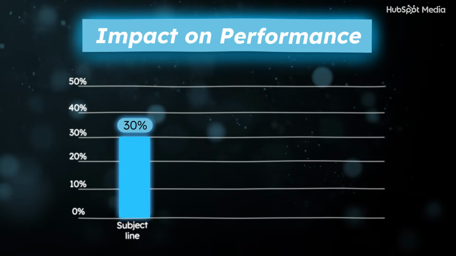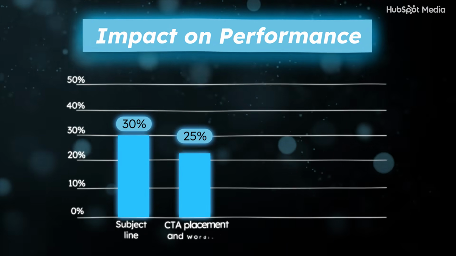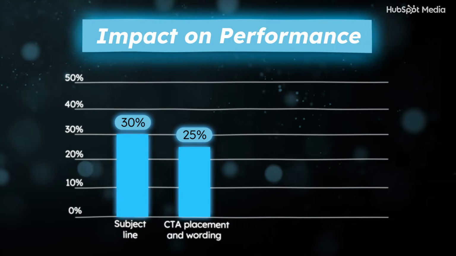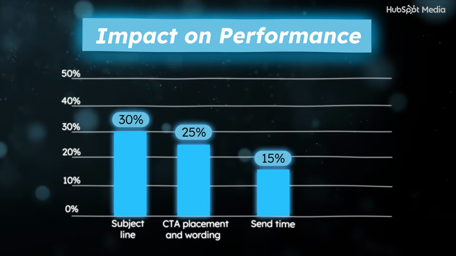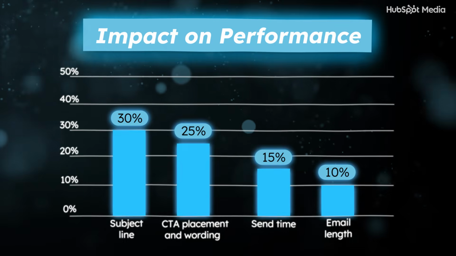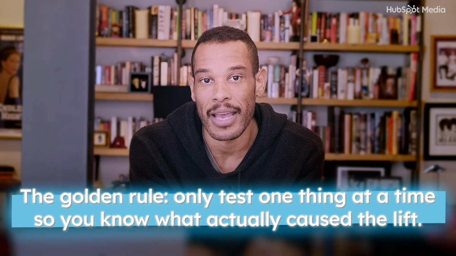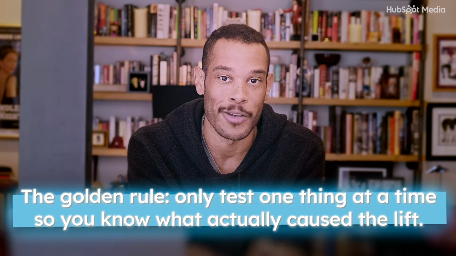Subject lines had up to 30% impact on performance. CTA placement and wording, about 25% impact on performance. Send time, 15% impact on performance. And email length, 10% impact on performance. The golden rule is to only test one thing at a time so you know what actually caused the lift.